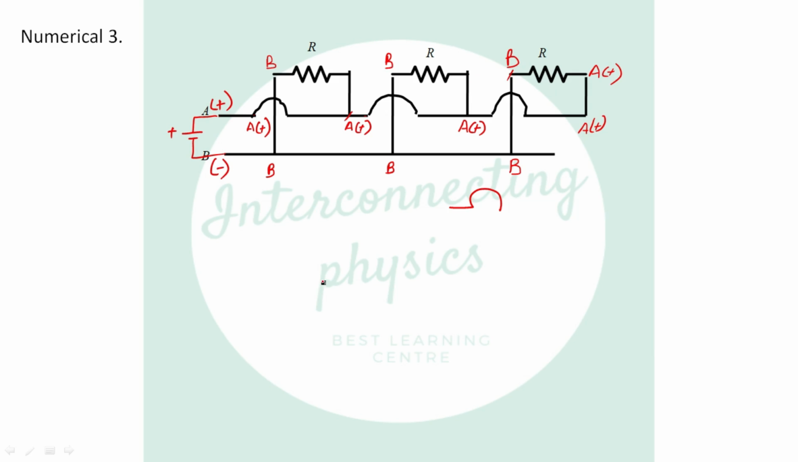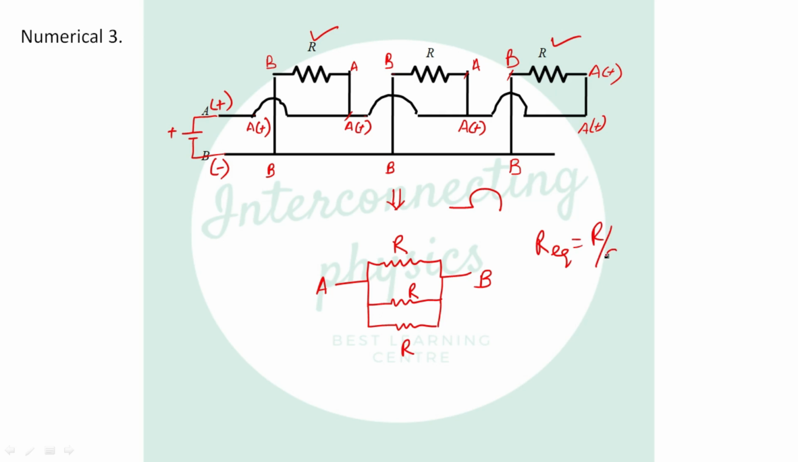Now from A to B, let us draw the equivalent diagram. So this is point A because no element is present. This is point A because no element is present. So between A and B, this R, let us draw R. From B to A, this R, let us draw. Now from B to A, this R, let us draw. Now these three are parallel. So R equivalent will be R divided by 3.